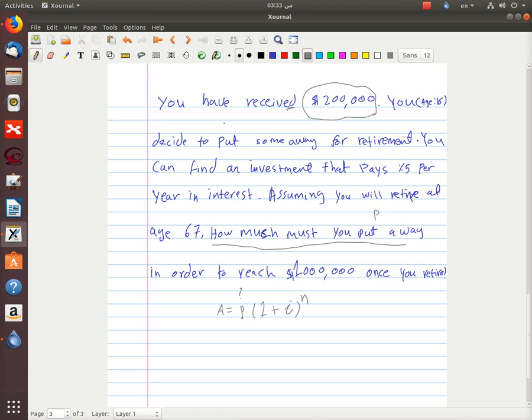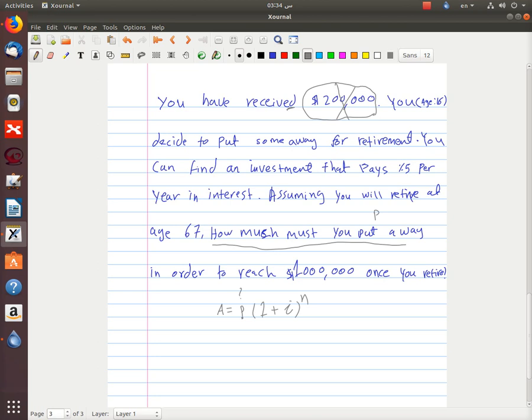So you have received 200,000. It has nothing to do with the problem. He just put it here to trick you. Okay, this psycho man put it here to trick you. That's it. So actually we do not need this number, whether you receive 200 or not. Why? Because here it says you at age 16 decide to put some away for retirement. So you're gonna take a part of this money and put it away for retirement. So you do not need this number.